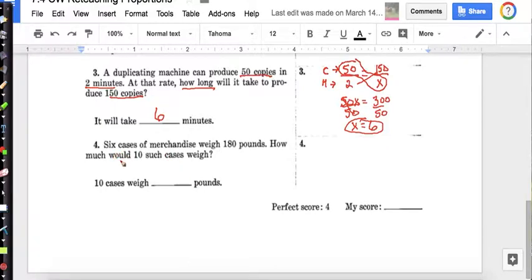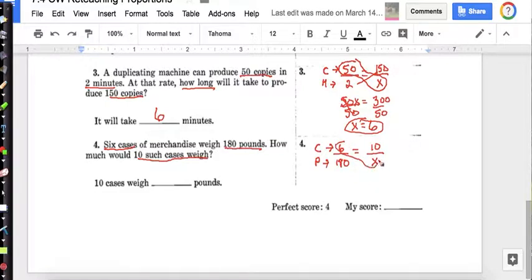Okay, the last one. Now, you don't see 3 numbers, but look here. 6 cases. There's my number. They just use words instead of the actual number, like they did in the previous problems. Weigh 180 pounds. How much would 10 such cases weigh? Okay, so I have cases and pounds. So 6 cases, 180 pounds. So I'm going to just do 6 over 180. So I did cases over pounds. Remember, though, I could have done pounds over cases. It doesn't matter. And I know that we have 10 cases, and we know we want to find the pounds. So I'm going to put X on the bottom.